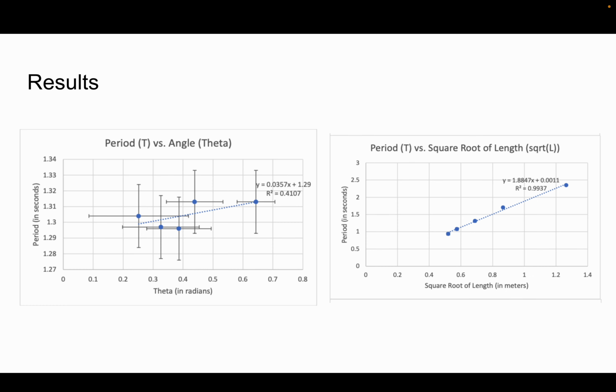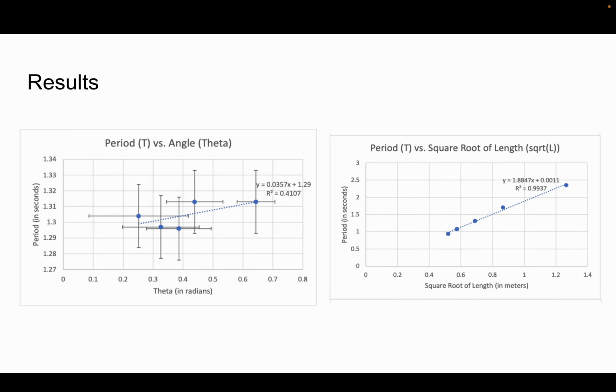Here are the graphs to summarize our findings. First, the period versus angle graph had a very low r-squared value and a nearly flat slope. This shows that, as the model predicted, the period is essentially independent of the starting angle for the range we tested. Next, the period versus square root length graph was a beautiful straight line with an r-squared value of 0.99.